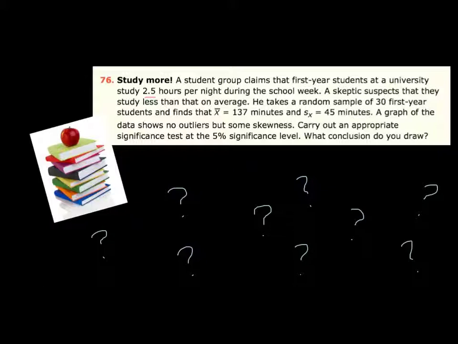week. A skeptic suspects that they study less than that on average. He takes a random sample of 30 first-year students and finds that x̄ equals 137 minutes and the standard deviation equals 45 minutes. A graph of the data shows no outliers, but some skewness. Carry out an appropriate significance test at the 5% significance level. What conclusion do you draw?